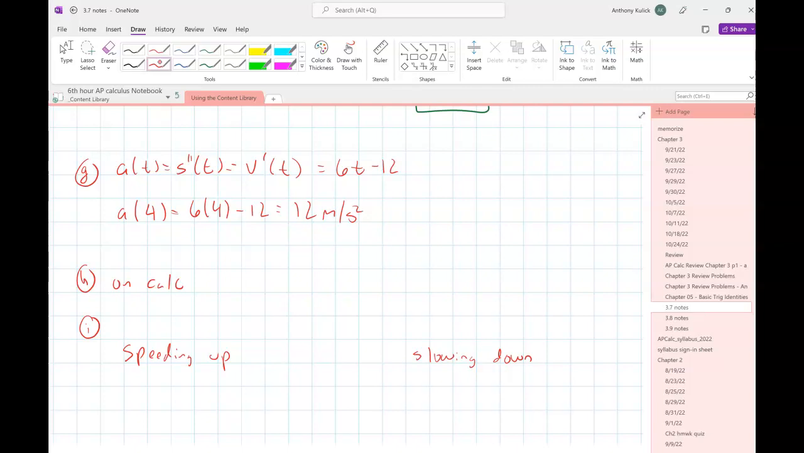Well, first we should talk about what we're going to be looking for on the graph, right? So, speeding up. The acceleration needs to be positive and the velocity needs to be positive, right? Because if your acceleration is positive, but your velocity is negative, what are we doing?